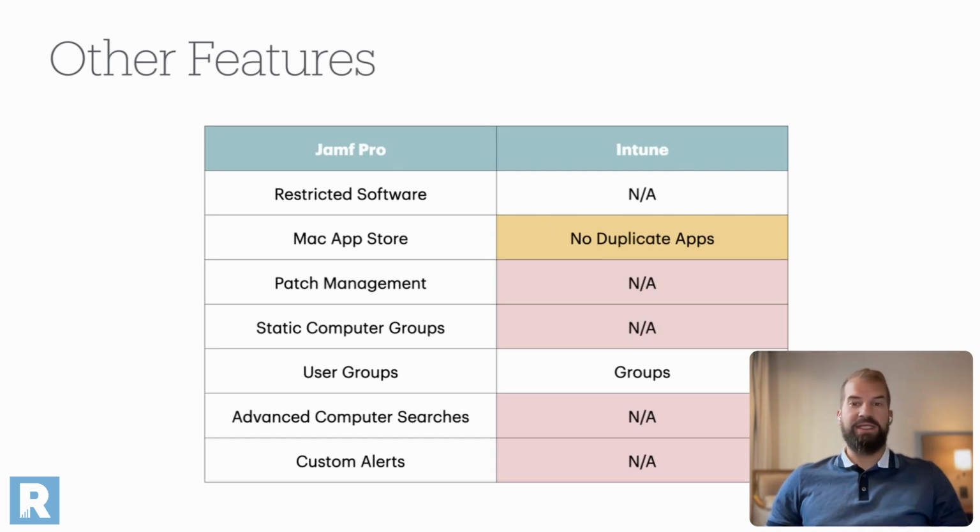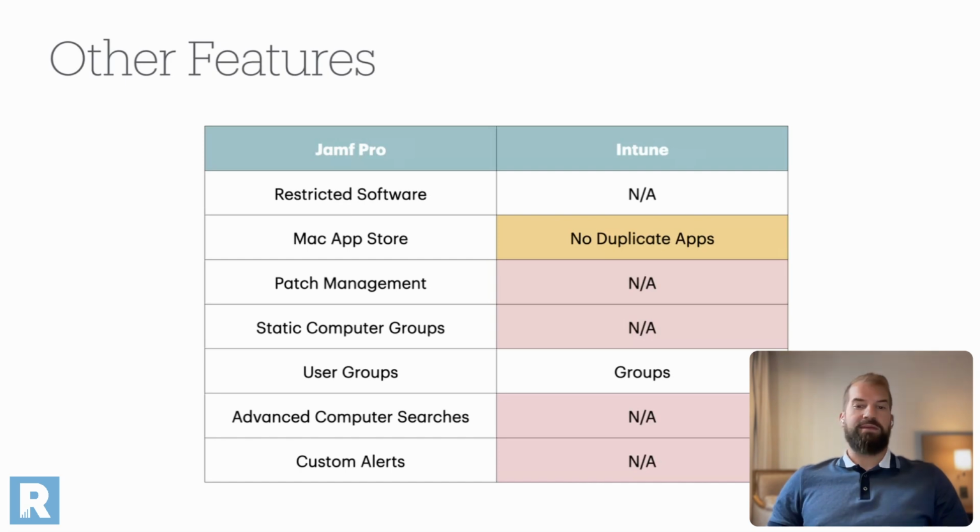Restricted software, for instance, is not supported by Intune. Mac App Store apps are, and it's pretty similar between Jamf Pro and Intune. The one thing I was going to point out is you can't have duplicate apps in Intune. Patch management, nothing like that is in Intune. You can't do static computer groups, which is kind of interesting. You can only do dynamic computer groups. You can, however, do user groups, very similar to Jamf Pro's user groups.